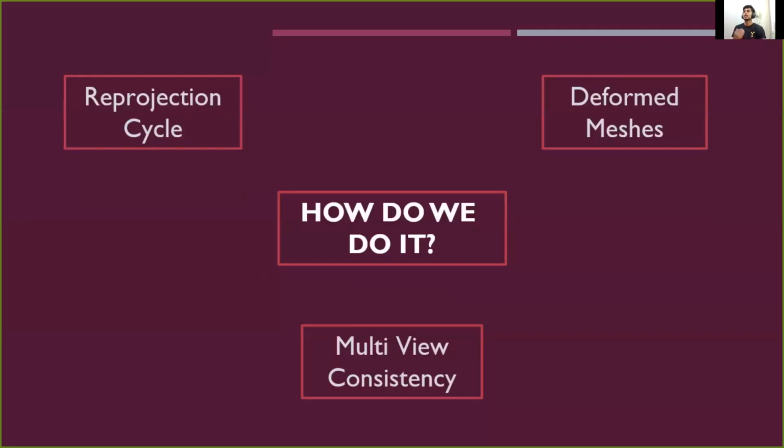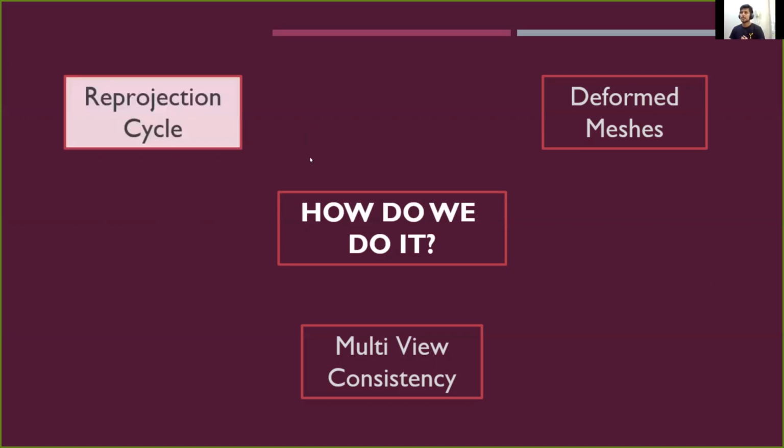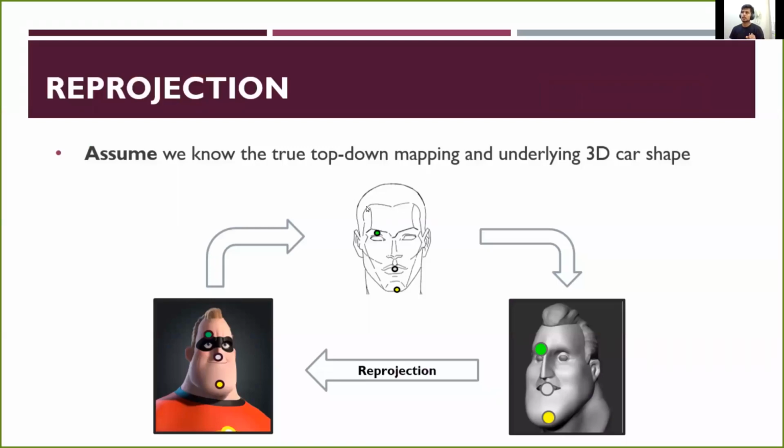Let's look at this step by step. Our approach consists of three main components: reprojection, deformation, and multiview consistency. Let's first take a look at one of our core components, which is the reprojection side. Assume we know the true top-down mapping. So you know how to go from the image to the top-down map and the underlying 3D shape. So you know how to go from the top-down map to the 3D point in the world.